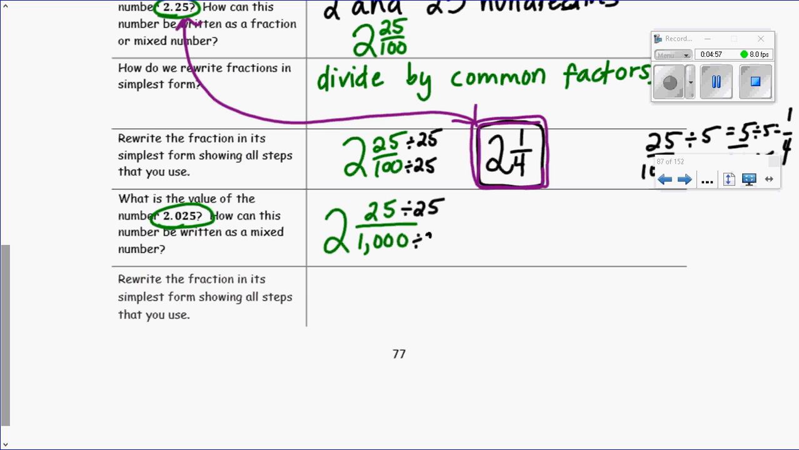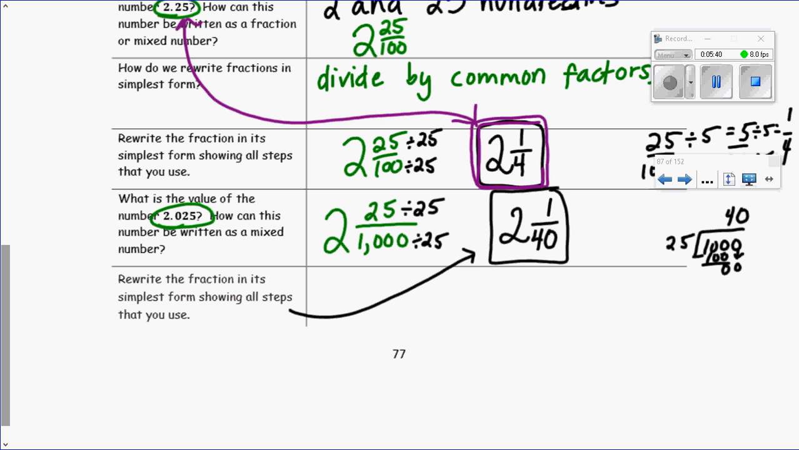I know that 25 divided by 25 is going to be 1. You might already know what 1,000 divided by 25 is because you know what 100 divided by 25 is, but 25 goes into 100 4 times. So if you want to show your work off to the side, you can, but we know that 25 goes into 100 4 times, and that's exactly 100. So then when I bring down the 0, there's nothing for it to go into. So it's just 4, and then the next place value is 0, 40. And that makes sense because 100 divided by 25 was 4, so 1,000 divided by 25 would be 40. So this one is 2 and 1/40.